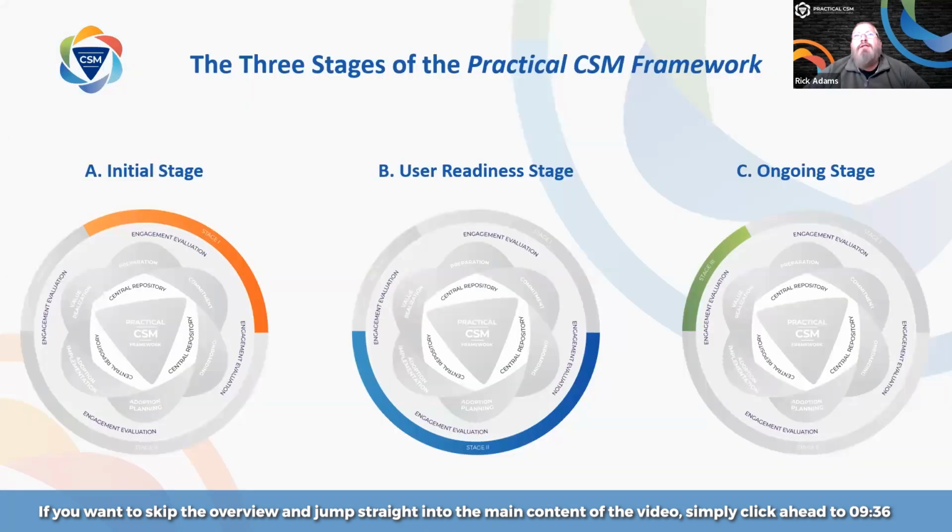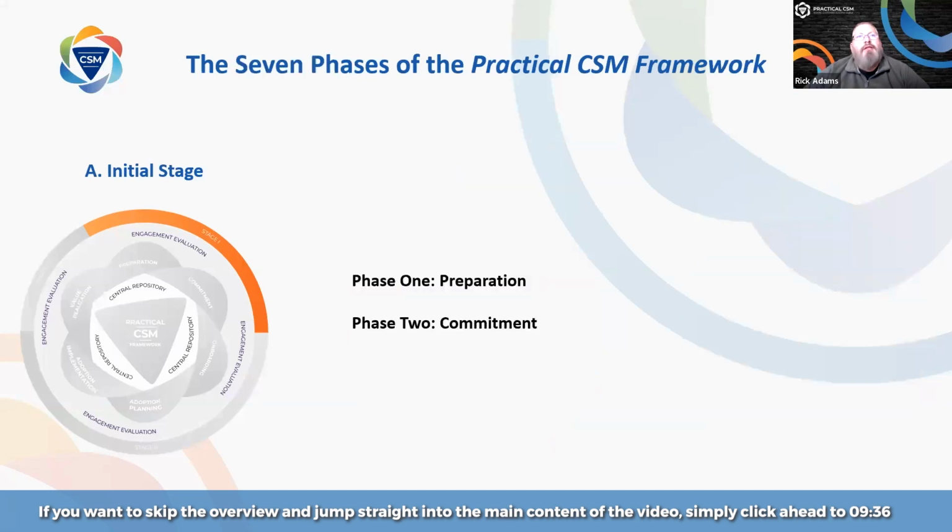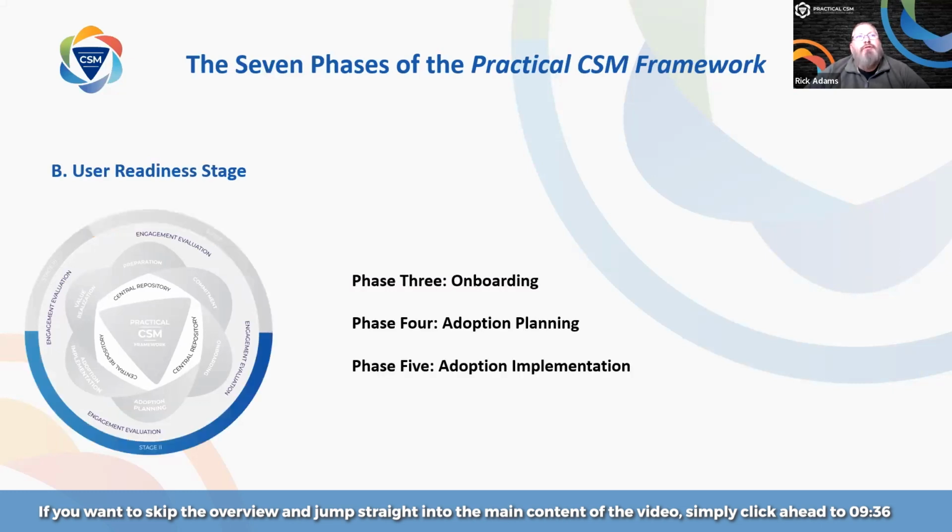These are the 3 stages: initial, user readiness, and ongoing. And within those, there are the phases. In the initial stage, we have the first 2 phases, preparation and commitment. So that's initialization, getting ourselves ready to go and getting the clients ready to go. Then there's the user readiness stage, and we're at the final part of that in phase 5, adoption implementation. Beforehand, we'll have done the onboarding and the adoption planning. So that's where we are today, at phase 5.